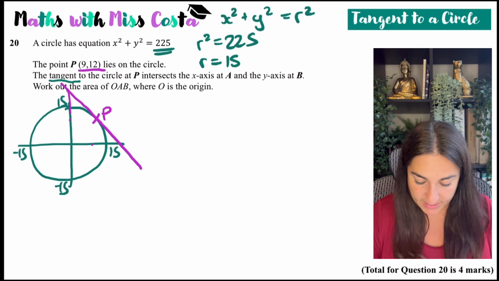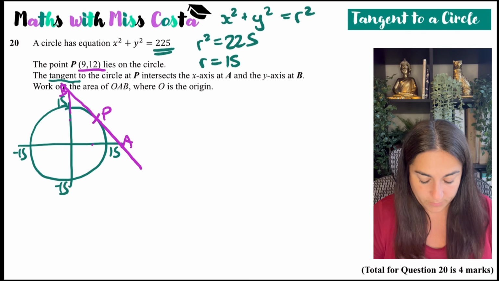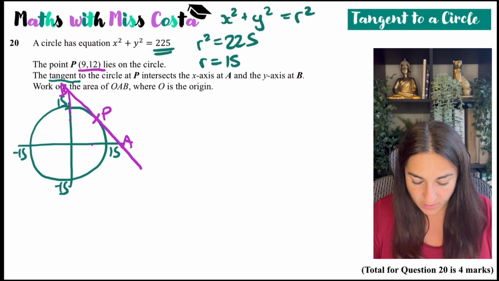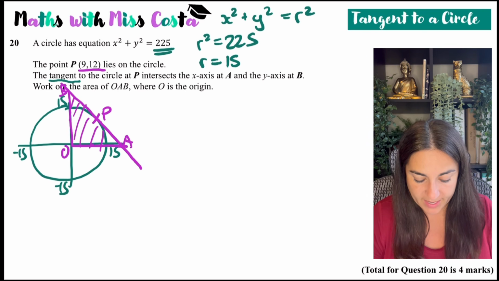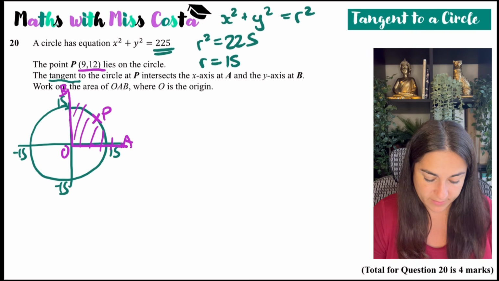So it's going to touch the x-axis at A, so this would be the point A, and the y-axis would be the point B. I need to work out the area of OAB, where O is the origin, so OAB is this part here. That is what I'm looking for as my end goal. Oh no, I deleted everything. Okay.